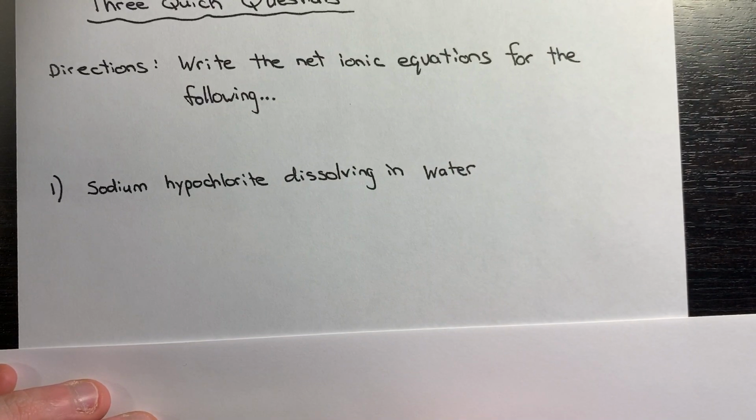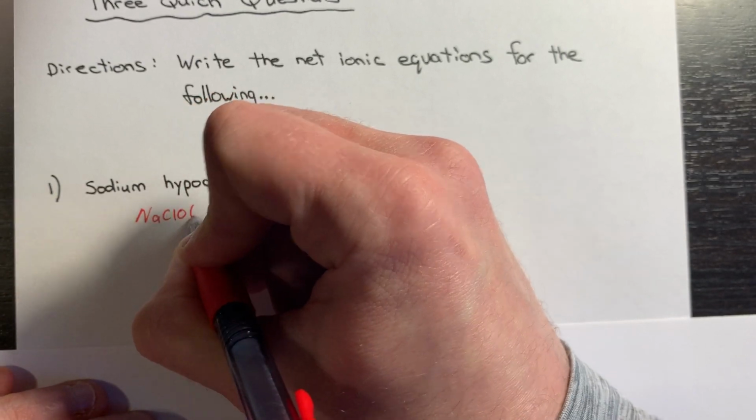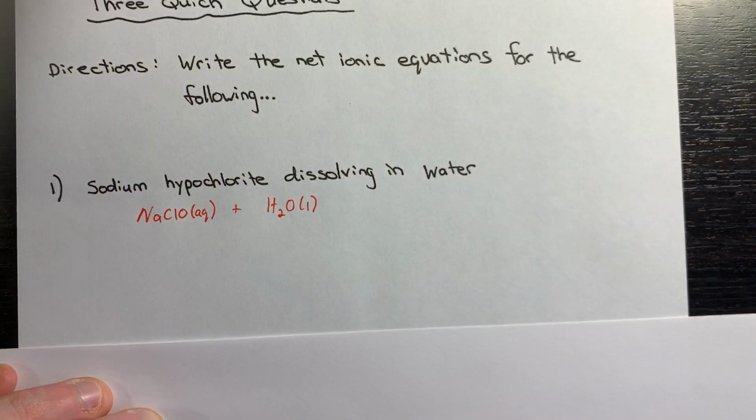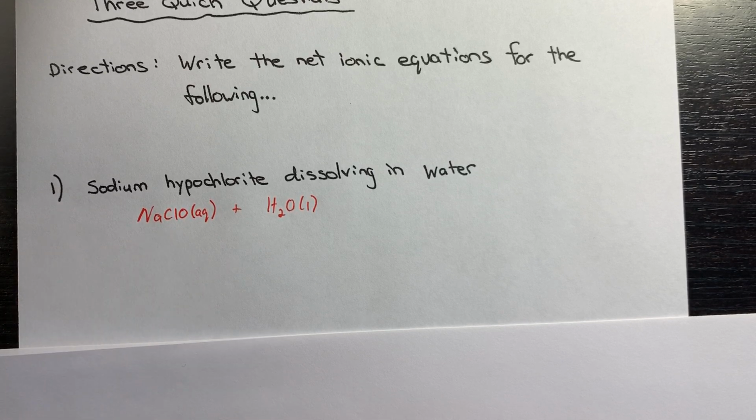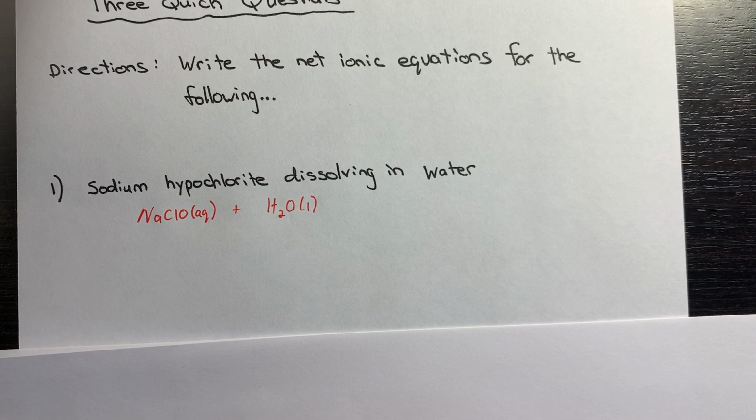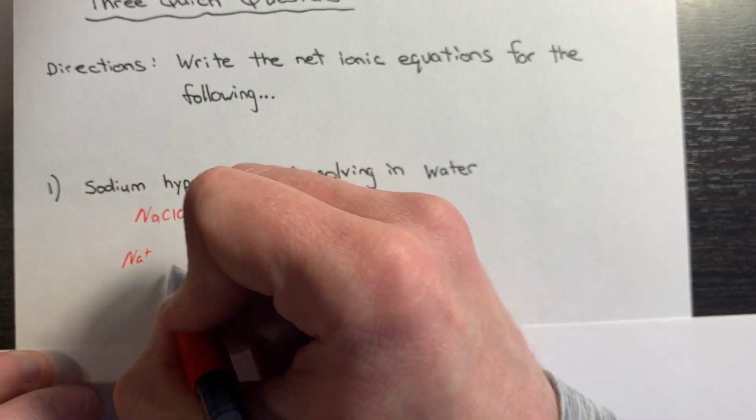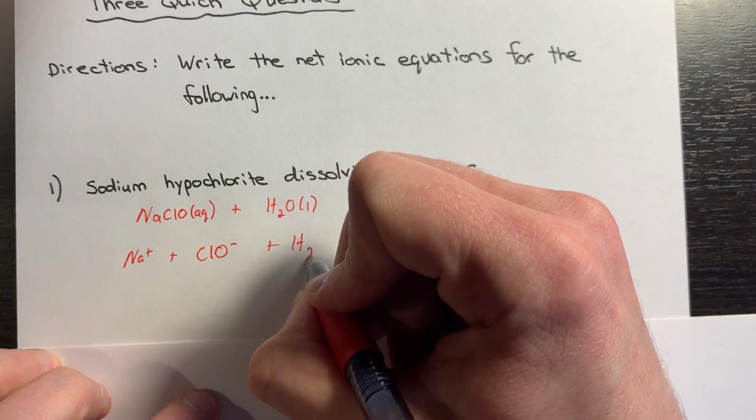So we have sodium hypochlorite dissolving in water for our first example. Let's get sodium hypochlorite down on the page, plus our liquid water molecule, okay? Now, given that this is sodium, again, sodium, potassium, nitrate, ammonium, these things are always going to be soluble with whatever other ion they're with. So I'm going to break this up straight away into its component ions, the sodium and the hypochlorite, ClO minus here. Now water obviously cannot break down.